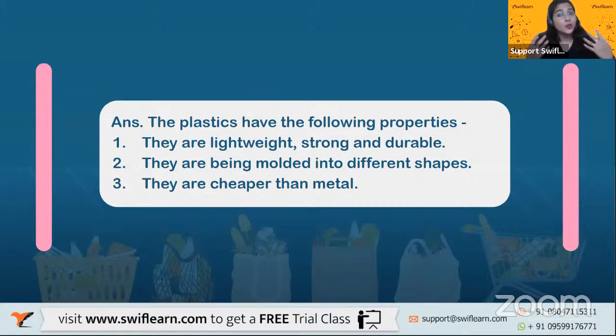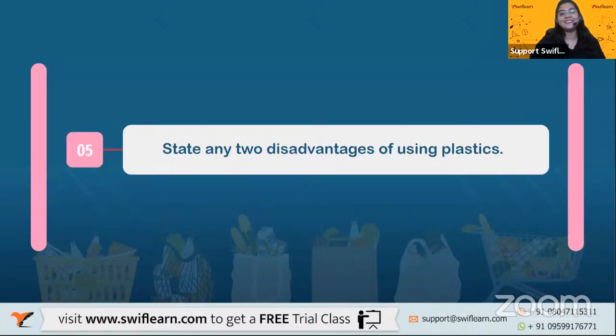They can be molded into any shape, any size, right? And they are very cheap, much cheaper than the other metals, right? We can get it at a very low cost in the market. Fine. Yes. Now tell me the two disadvantages of using plastics.